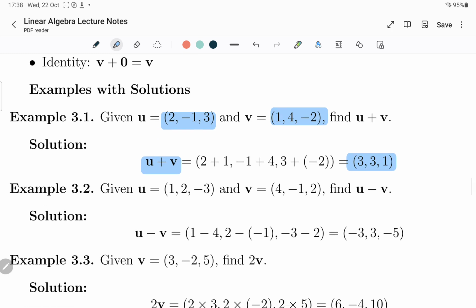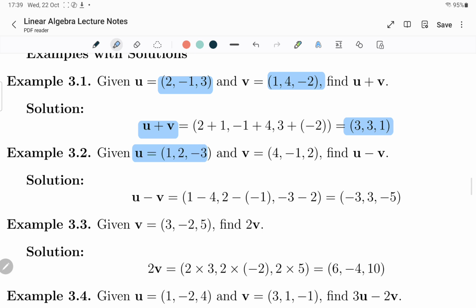Similarly in example 3.2, you again have vectors u and v. Find u minus v. So u minus v is also a new vector. You will be adding or subtracting the corresponding positions. What is meant by corresponding position? At the first position 1 with 4, 2 with -1, -3 with 2. That is the corresponding position you will add or subtract. When you are subtracting, the sign will of course be reversed.